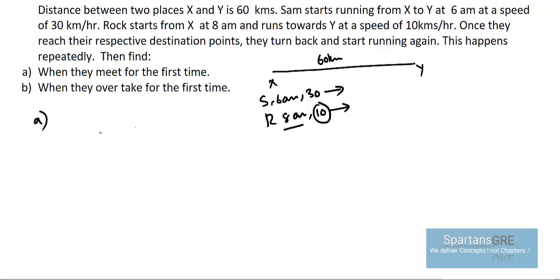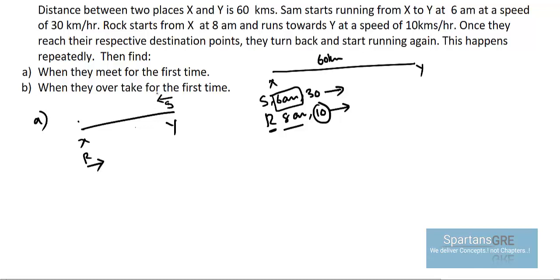Meeting time means at 8 a.m. In 2 hours, S travels 60 kilometers, right? He started at 6 a.m., and by the time R starts his journey, it will be 2 hours. So if this is X and this is Y, S started from here at 6 a.m. and by 8 a.m. he reaches here. Once he reaches here, he will be turning back. He faces this direction, and R at 8 a.m. is facing this direction.